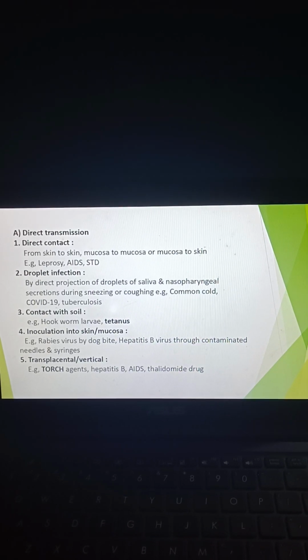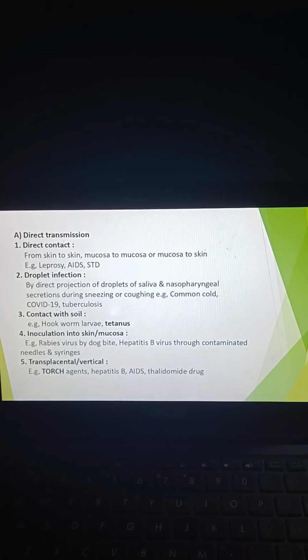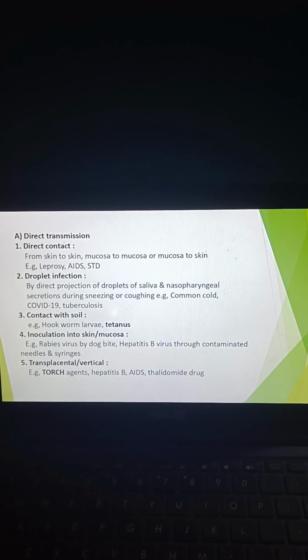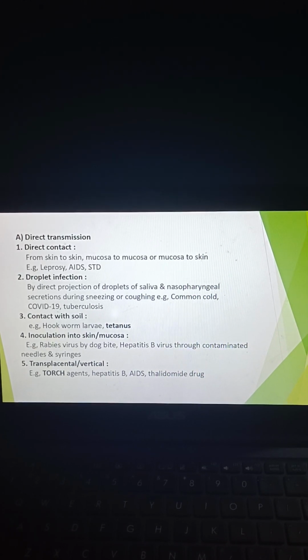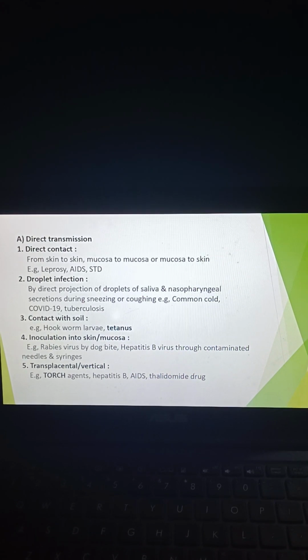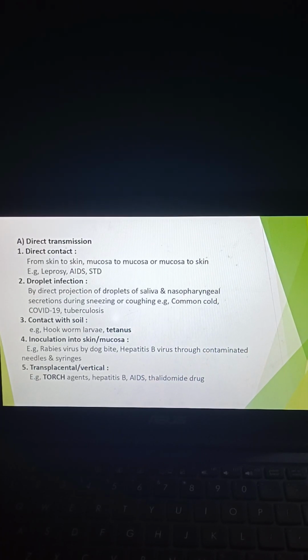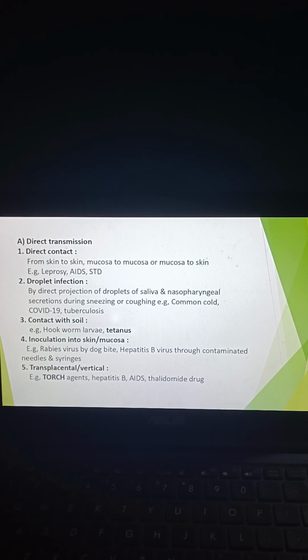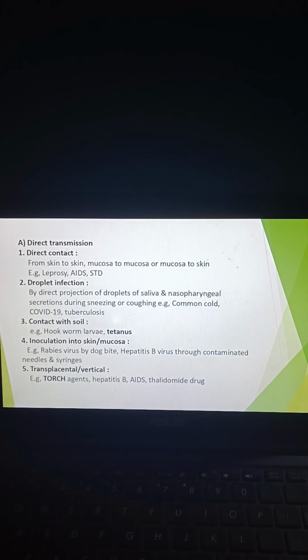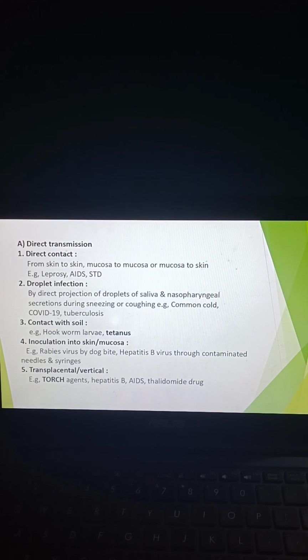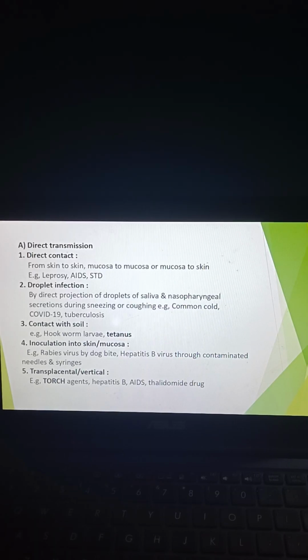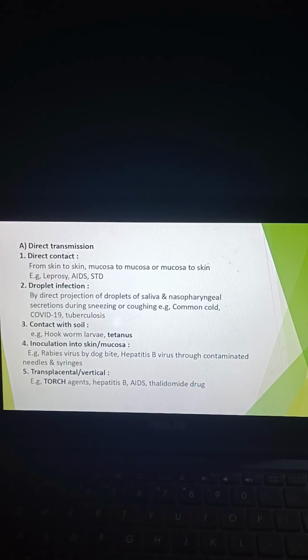Then contact with soil. For example, hookworm larva, tetanus. And inoculation into skin or mucosa. For example, rabies virus by dog bite, hepatitis B virus through contaminated needles and syringes. These are transmitted through inoculation into skin or mucosa.